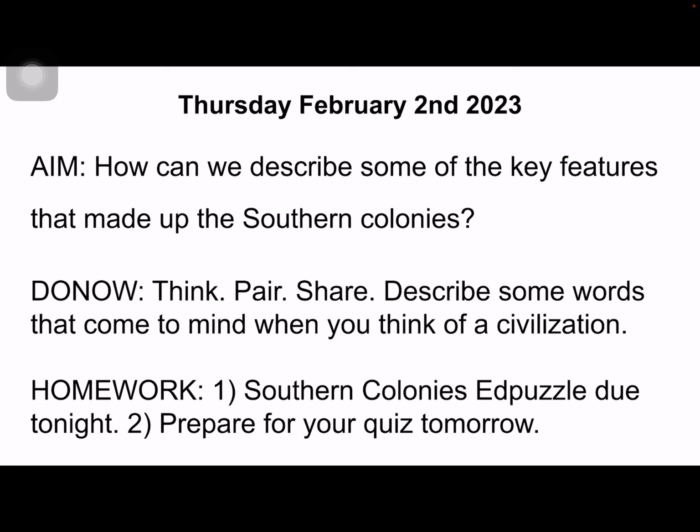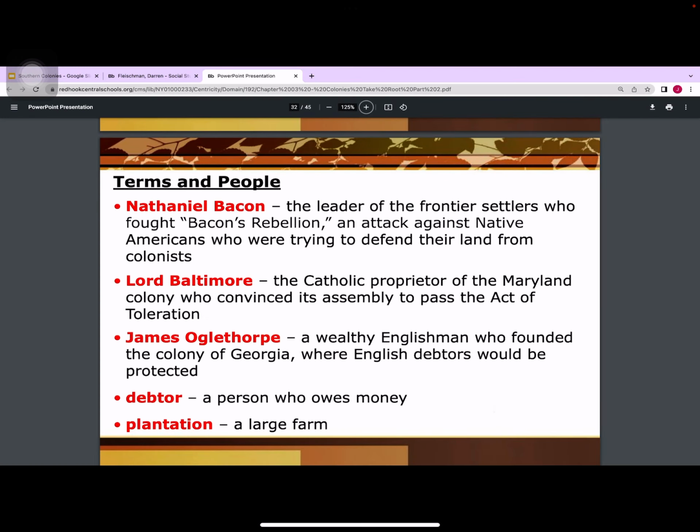James Oglethorpe is an Englishman, meaning he came from England, and he founded the colony of Georgia, a place where English debtors would be protected. And what does a debtor mean? This means if you weren't paying your taxes in England, James Oglethorpe invited you to come to Georgia where you didn't have to pay those taxes. You could escape jail time. You could escape paying a serious fine.